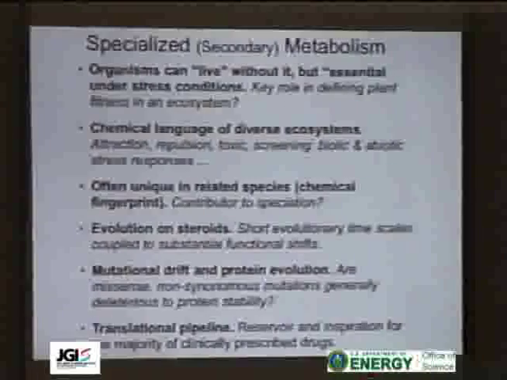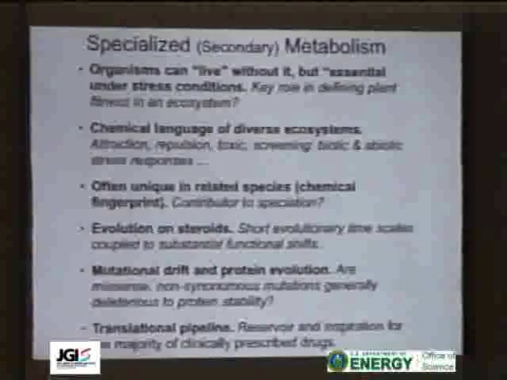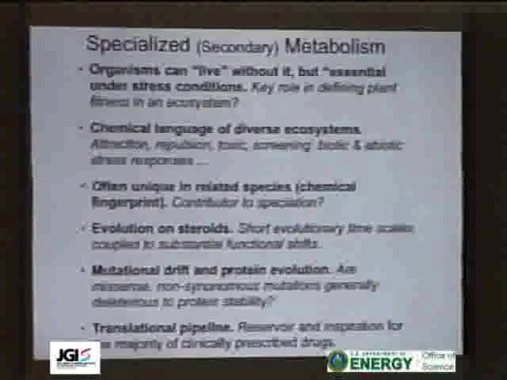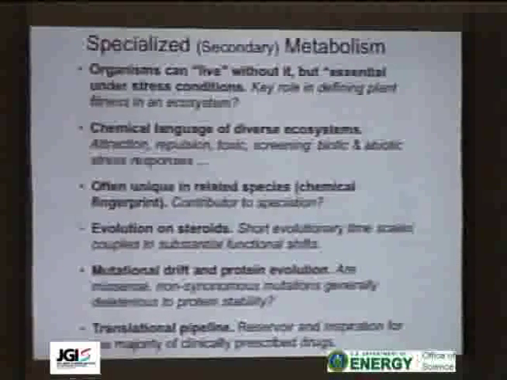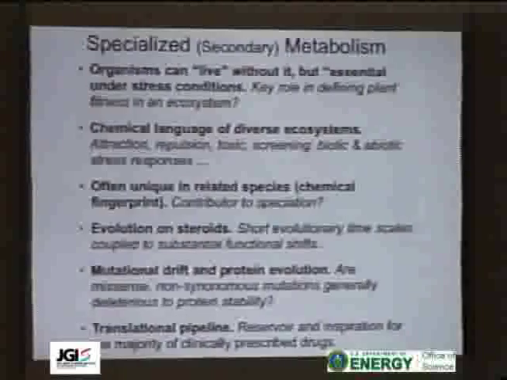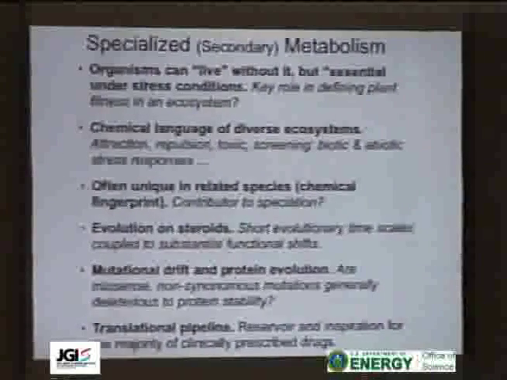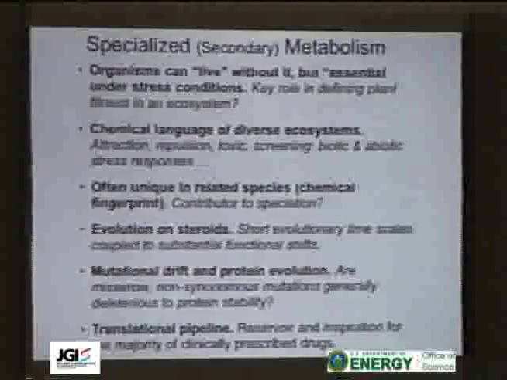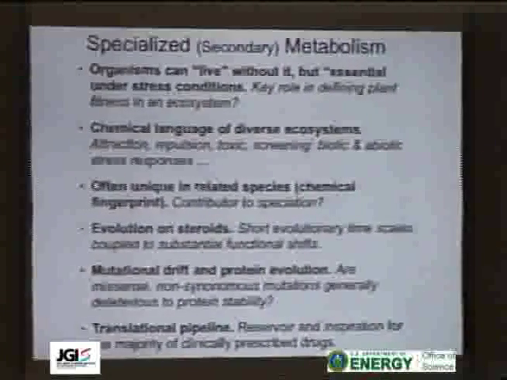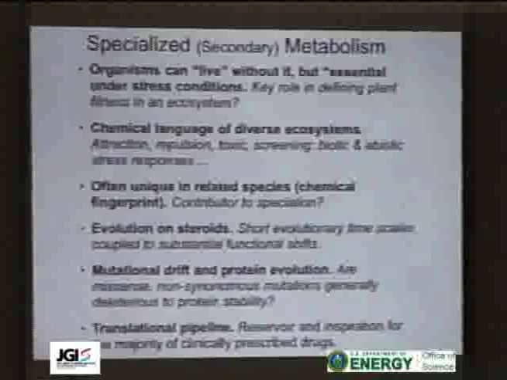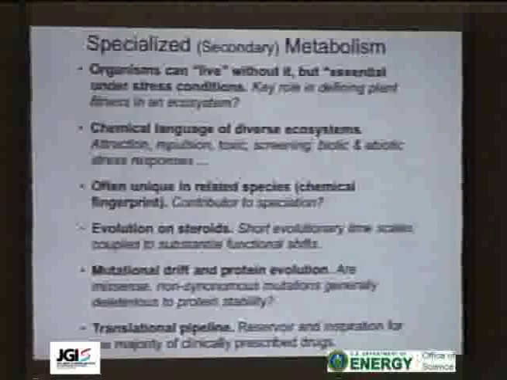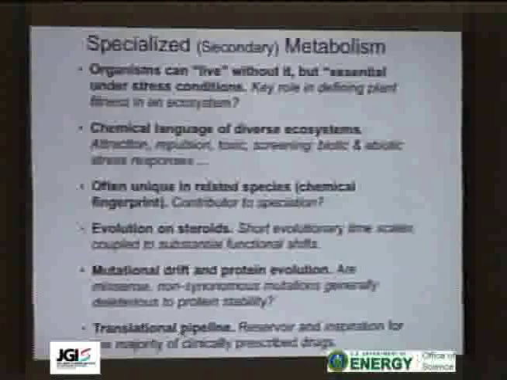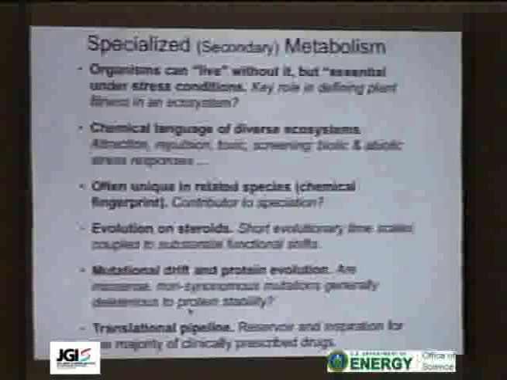Our lab is also interested in this issue of mutational drift protein evolution, and we find that studying secondary metabolism is allowing us to address a question that is widespread in the community, but I don't think is generally applicable, and that is that the majority of missense or non-synonymous mutations in proteins are deleterious to the stability of the proteins. That's clearly the case in systems that we've studied in primary metabolism, but in secondary metabolism, even though there's a common ancestry of these systems, these proteins seem to be much more tolerable to missense mutations and therefore more evolvable.